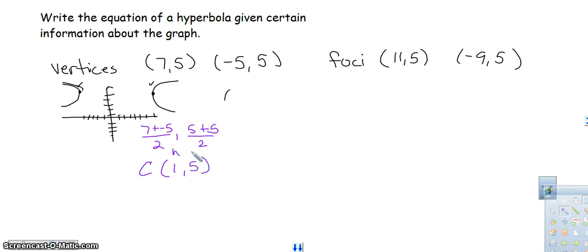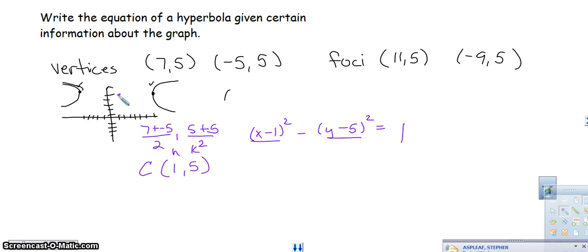So h is 1, k is 5. Since it's opening left and right, x is first and positive. So I have x minus 1 squared minus y minus 5 squared equals 1. Now I just have to figure out the denominators. A should be the distance from the center to one of the vertices. From 1 to 7 is 6, so little a is 6, and a squared is 36.